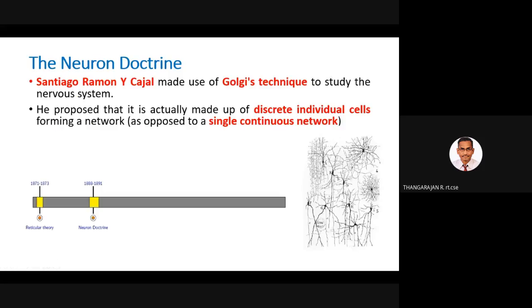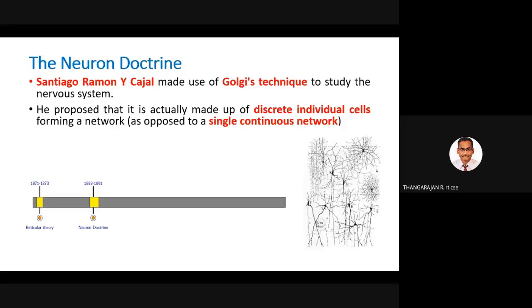Then came the Neuron Doctrine. This Neuron Doctrine is a breakthrough that says that the brain is not a continuum of gel or a single substance, but is composed of individual cells called neurons.